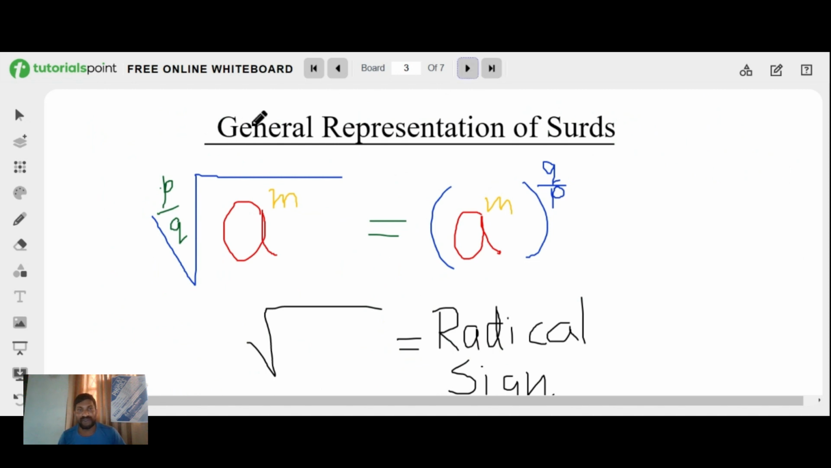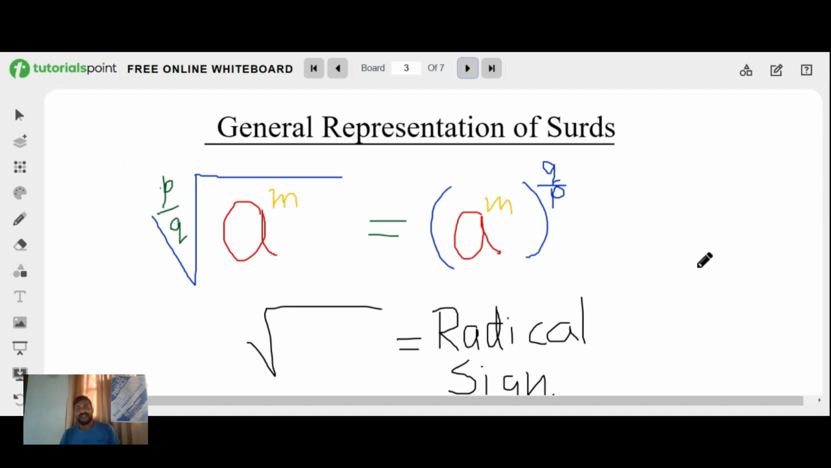Then a very important one is the general representation of a surd. Can you see this word is surd? This sign is called the radical sign, or else we are familiar with calling it root. Now look at this root of a to the power m. The p-th root of a to the power m over q can be expressed in index form as a to the power m over p. Can you see we have taken the reciprocal? Reciprocal means the denominator comes up and the numerator changes into the denominator. So you have a very important representation.